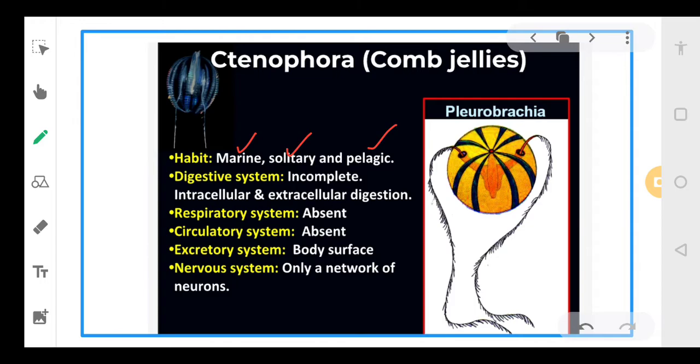Now digestion, as I told you, is again incomplete because they have a mouth but they do not have an anus. So the digestive system is incomplete. Digestion is intracellular also, extracellular also. Respiratory system is absent, circulatory system is absent, and again they remove their body waste through the body surface, as we observe in the case of Coelenterata. So similar features. Again, the nervous system is represented by a network of neurons. So Stinophora and Coelenterata are quite similar phylums. Okay.